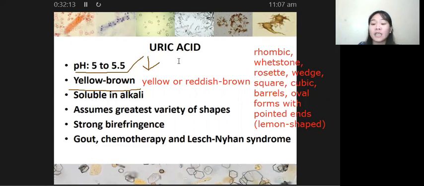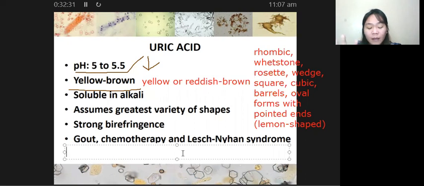Strong birefringence po siya. So this will now distinguish your uric acid from your cysteine. Okay, so what are the different conditions which are associated with increased amounts of uric acid? Take note, class, that what's written is normal crystals in acidic urine. So that means their presence does not correspond automatically to a pathologic condition. Syempre, yung doktor ang magsasabi kung pathologic ba yung presence ng uric acid or not, kasi pwedeng normal lang naman na meron kang uric acid doon sa ating urine sample.